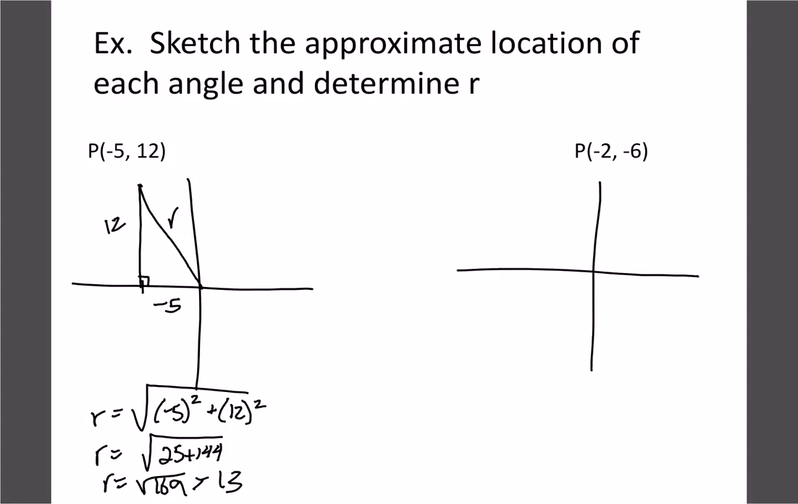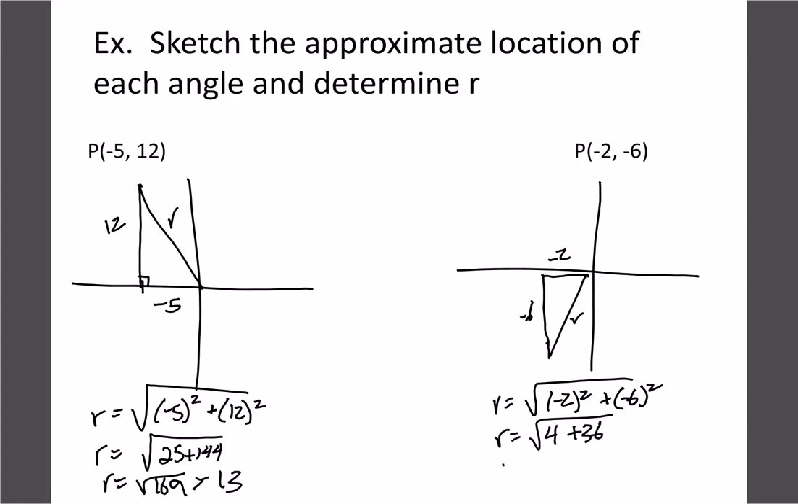If we try another one where we have -2, -6, and we solve for r in this case, we'd have -2 squared plus -6 squared, which will give us 4 plus 36, which is root 40. And we want to keep these as exact as possible, so we usually just leave it as root 40, or if we really wanted to, we could simplify the root to make it 2 root 10. So either 2 root 10 or root 40 is our best, most exact answer for these kind of questions.